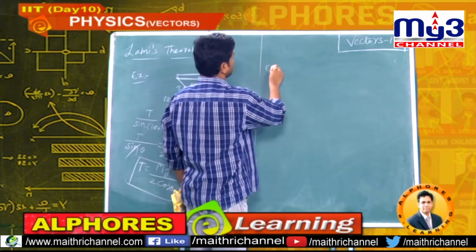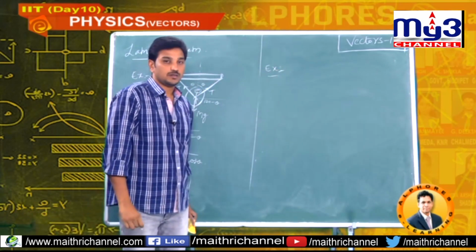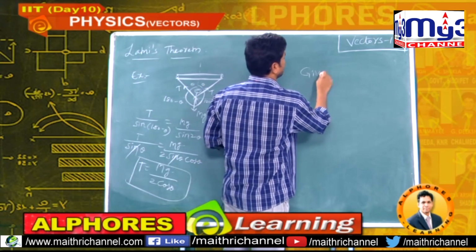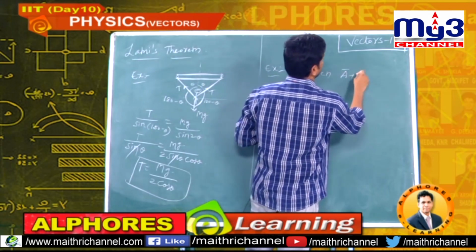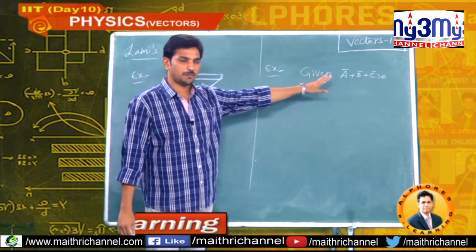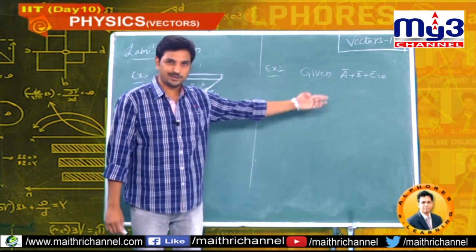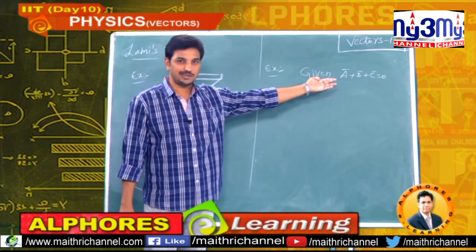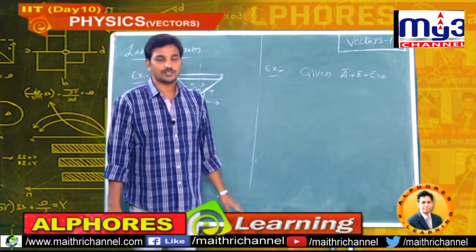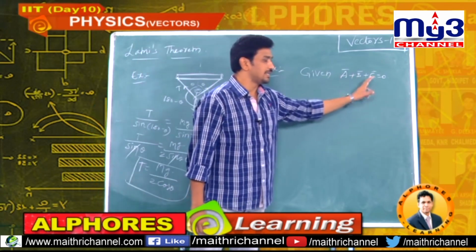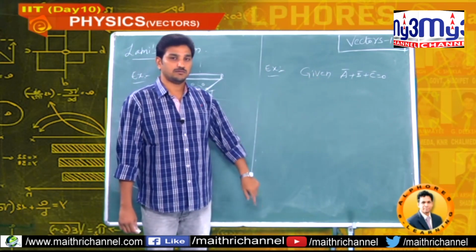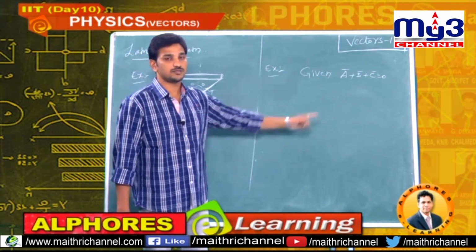Now see here, given a bar plus b bar plus c bar equal to 0. What is the meaning of a bar plus b bar plus c bar equal to 0? Polygon law of vectors. He is not telling directly, but by seeing the equation we can understand there is a polygon law of vectors. What is the polygon law of vectors? A, B, C of the same kind of vectors, those are in the same plane, and the total resultant of all the vectors is 0.